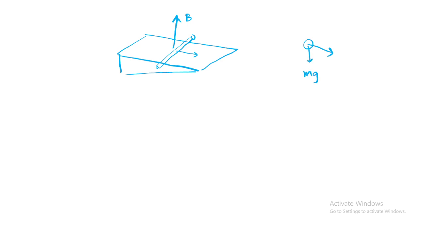It makes an angle theta, so you know this component will be mg cos theta, and this will be mg sin theta, in this direction. Now for this sliding, a force will be there in this direction, that is the magnetic force, and the magnetic force is equal to BIL.